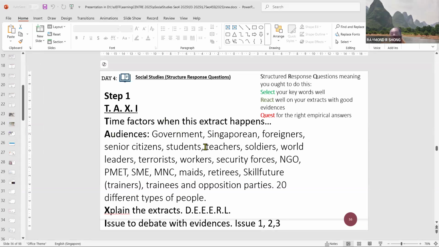Okay, we learned last week what TAXI is for, right? The T stands for the time factors, which is issue one, two, and three. I will give you the example later. You need to look at your textbook. For audience, there are 20 of them, but the list can be more than 20. That explains UCDERL.